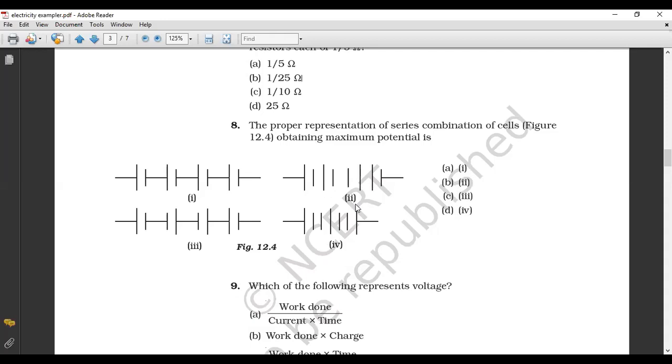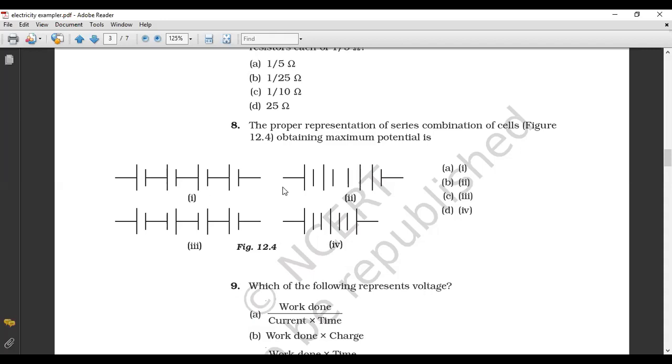For the series combination of cells, the negative terminal of the first cell should be joined with the positive terminal of the second cell, and the negative terminal of the second cell should be joined with the positive terminal of the third cell, and so on. So इसमें हमने क्या देखा? इसमें there is a first cell, its negative terminal is connected with the positive one, again the negative of the second is connected with the positive of the third one.